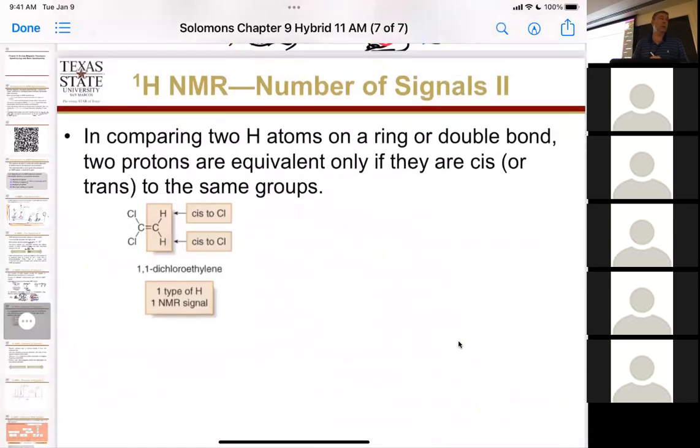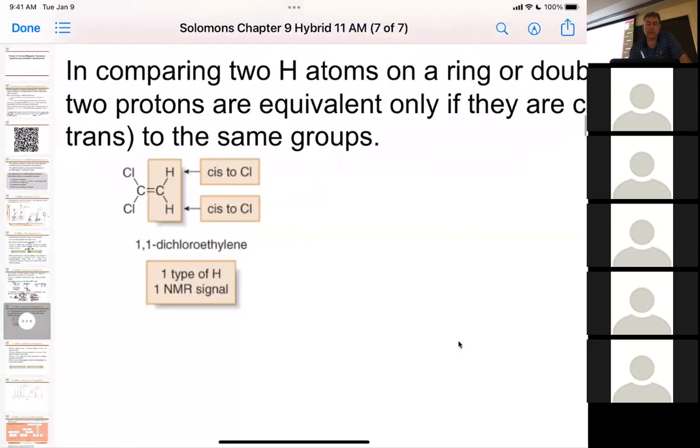All right, so let's look at this one. Do those give 1 signal? They're bonded on the same carbon and they both have an interaction with chlorine through space. So yes, they give 1 NMR signal.